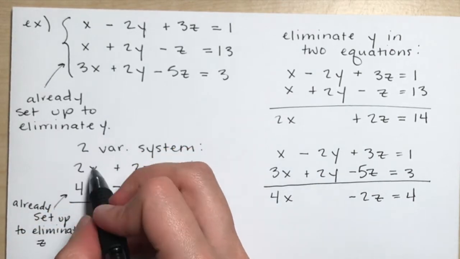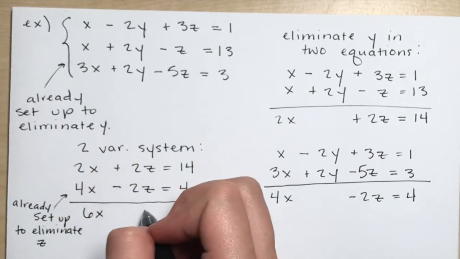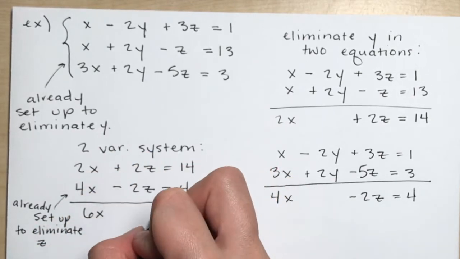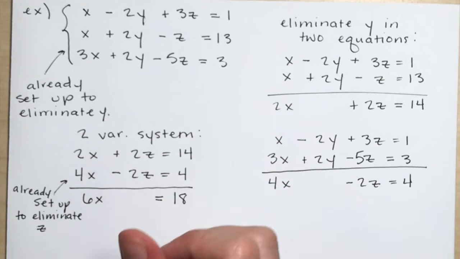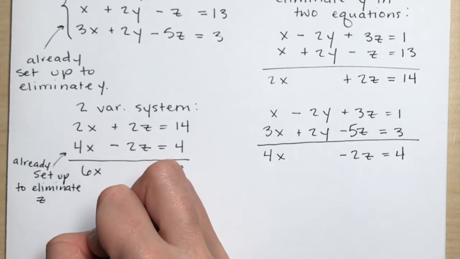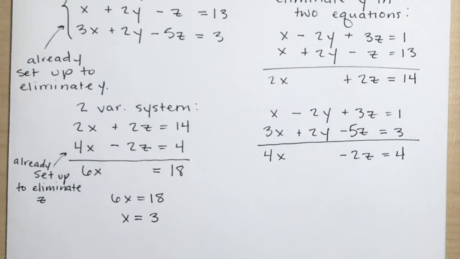So let's go ahead and do that. So we add this first column, we get 6x. We add this second column, we get 0, right? That's the elimination. We add this third column, we get 18. 6x equals 18 means that x is just 3.